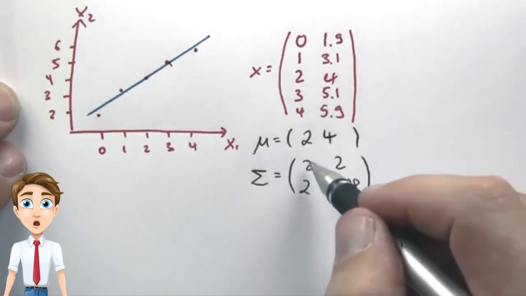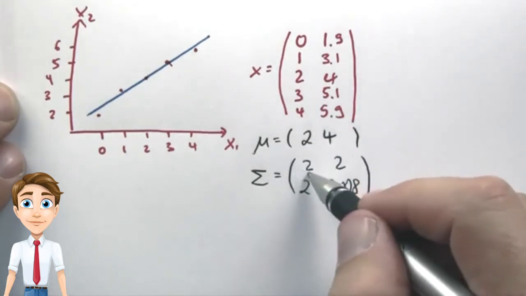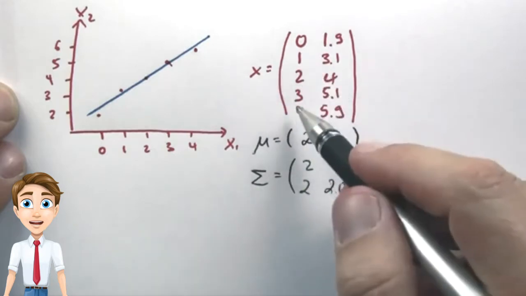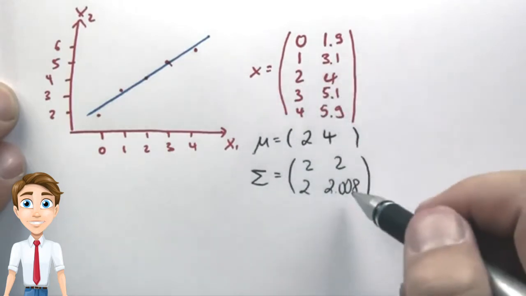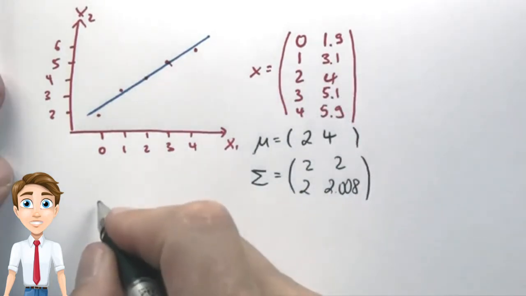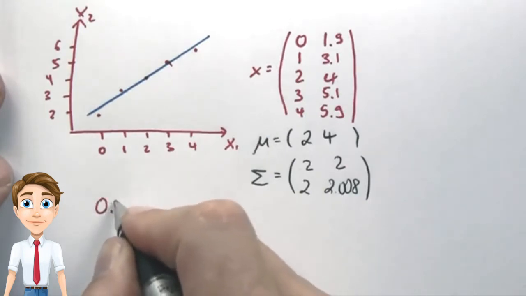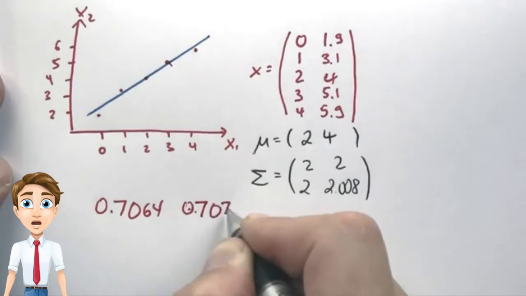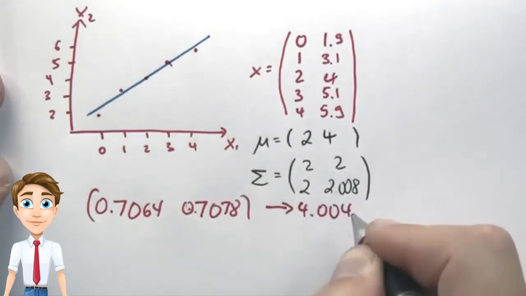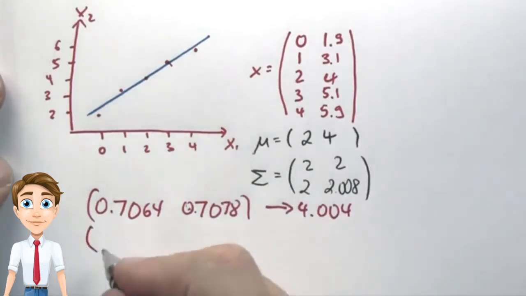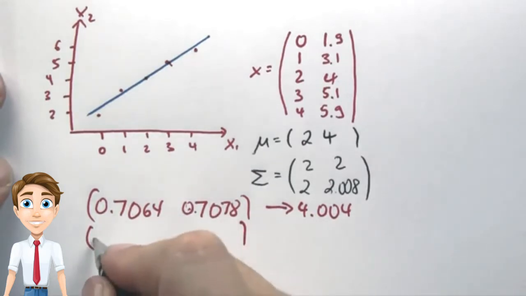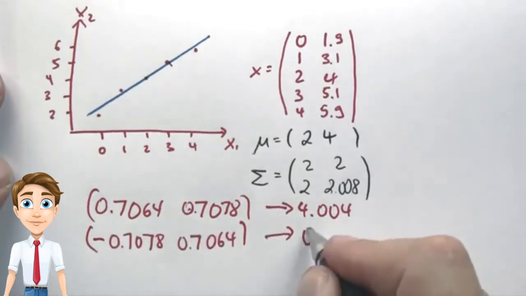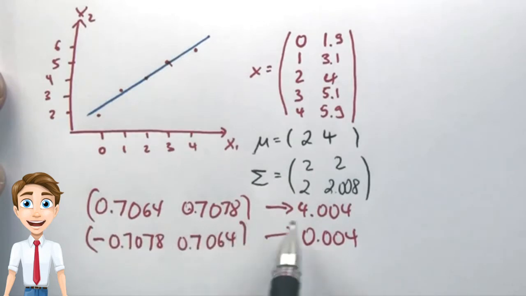Notice the slightly different covariance for the first variable, which is exactly 2, to the second variable, which is 2.008. The eigenvectors happen to be 0.7064 and 0.7078 with an eigenvalue of 4.004, and the second one is orthogonal with an eigenvalue much smaller. So obviously this is the eigenvector that dominates the spread of the data points.